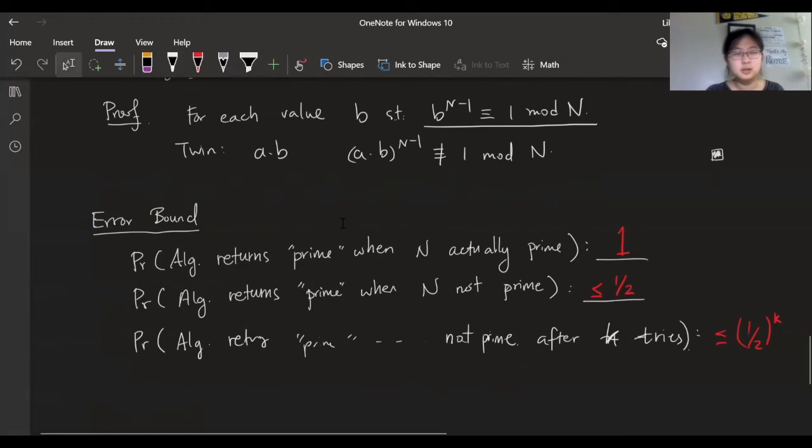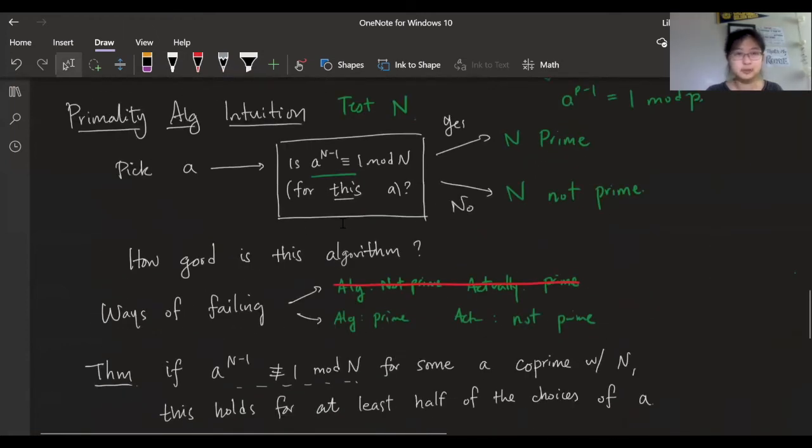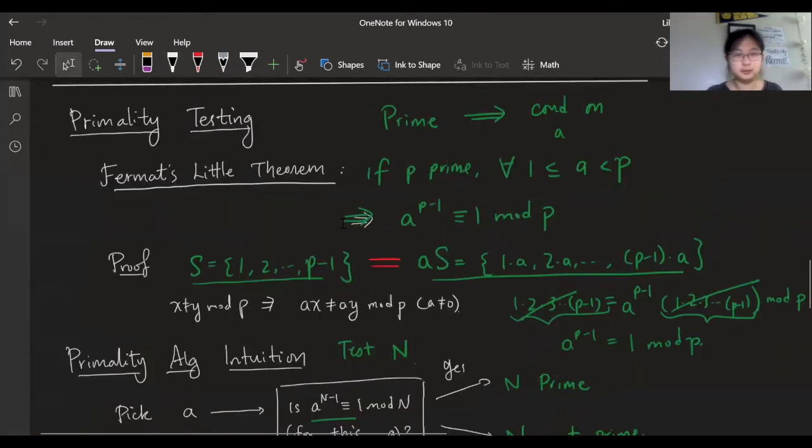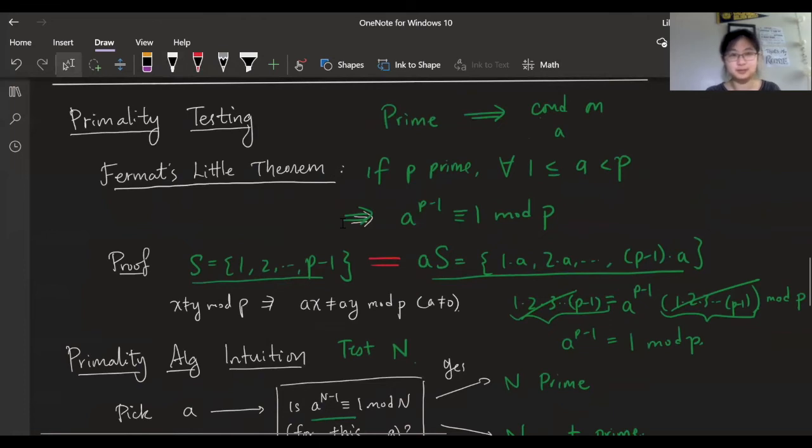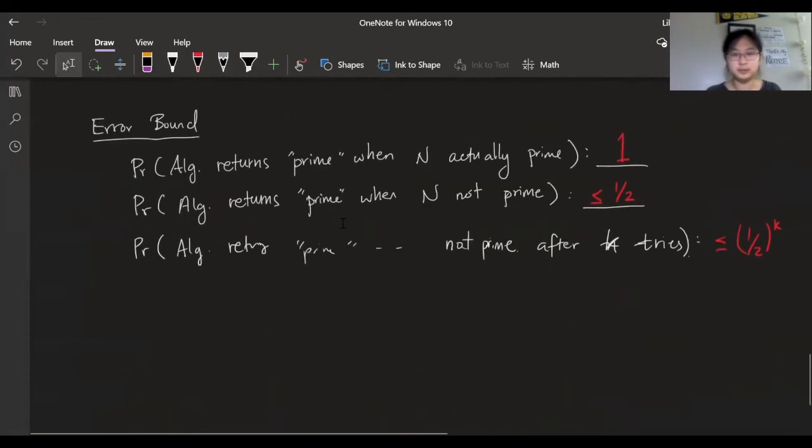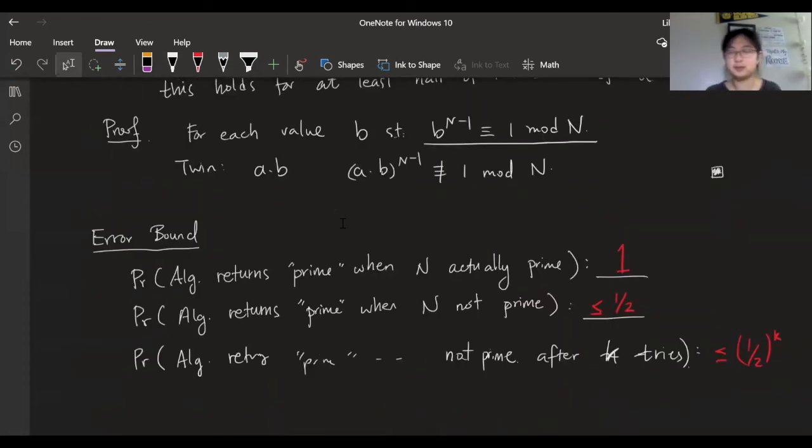So the upshot is that the primality algorithm comes from Fermat's little theorem by reversing arrows and trying to test for primeness using this condition on A. And then in the end, we got that this has a fairly good success rate.